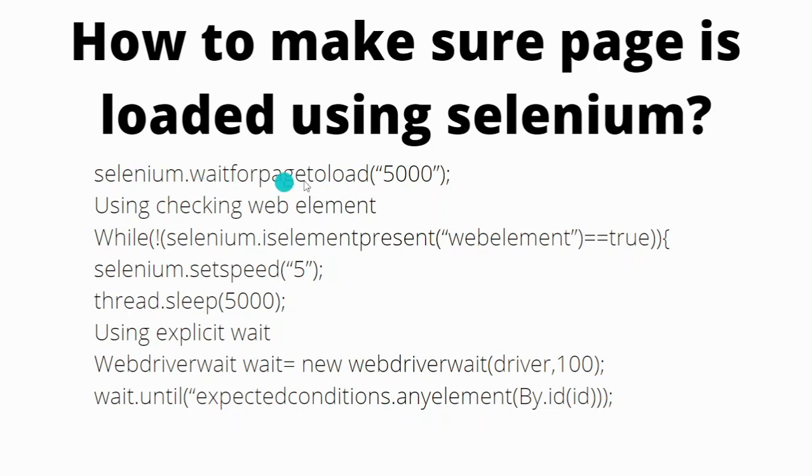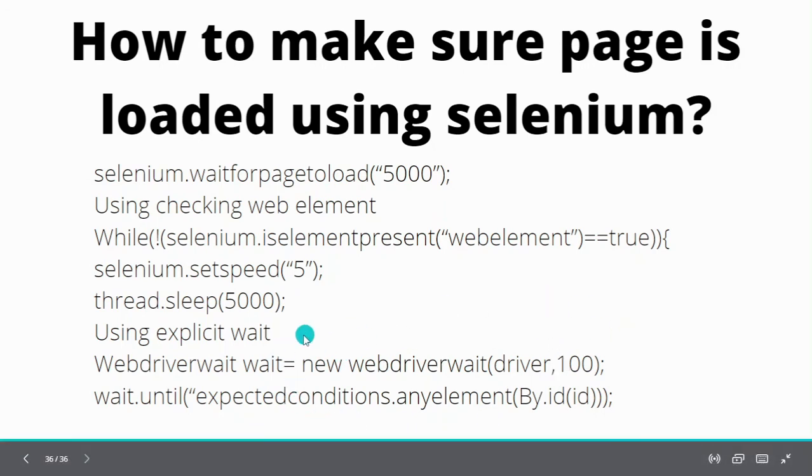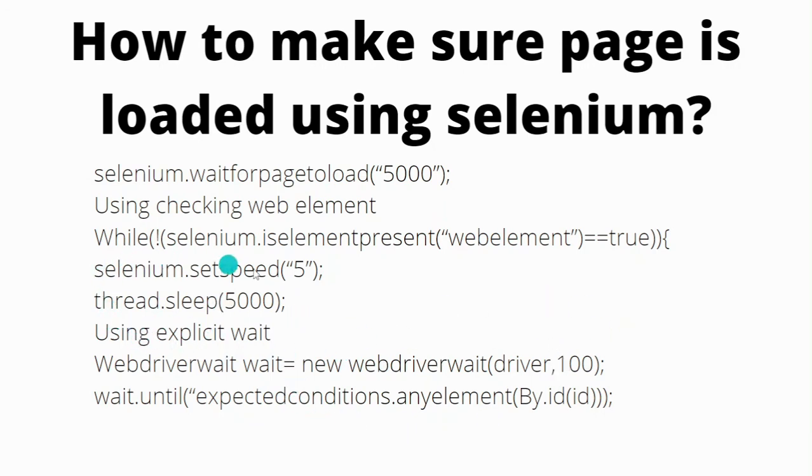So that is what we have defined here. We have selenium.waitForPageToLoad of 5 seconds. So it will wait for the page to load for 5 seconds, and then we can use two methods to do that. First is by checking for the particular web element and making use of the setSpeed and Thread.sleep to wait for that particular web element, and the other is we can make use of the explicit wait to wait for that particular web element. So you can use either explicit wait or the setSpeed and Thread.sleep to wait for each and every web element to load in the application.